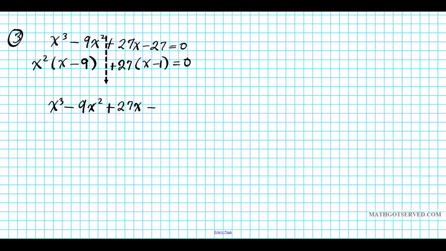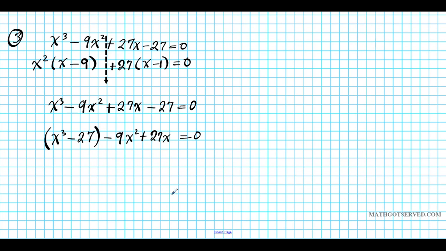Now, if you inspect the first and last terms of this polynomial equation, x to the third and 27, what do you notice? You notice that they are cubes. So we can group them together first: x to the third minus 27, and you're left with negative 9x squared plus 27x. So we can factor the first two using the difference of cubes formula.